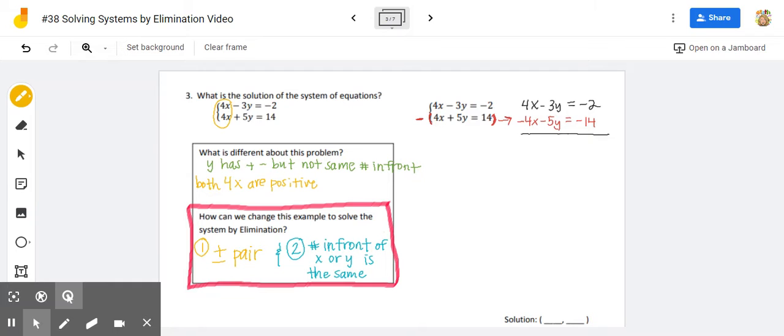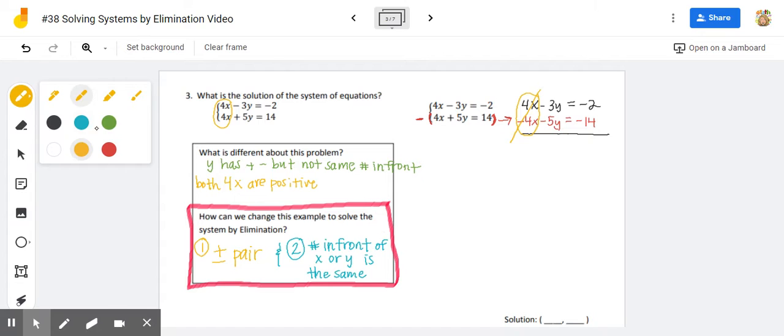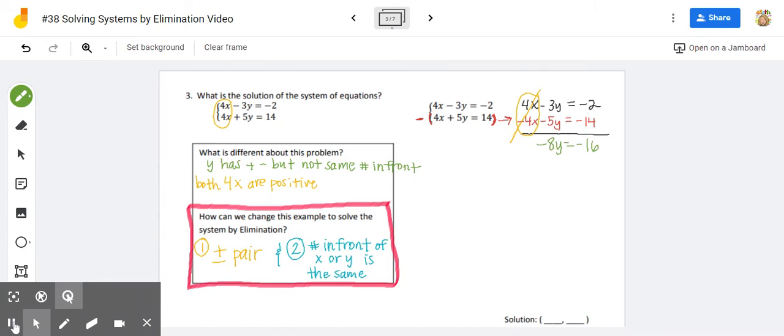So the reason why we keep the same first equation is because now, since we changed one of those 4x's to be minus, they now eliminate, which means now we can add the rest together. So negative 3y minus 5y gives us negative 8y's, and negative 2 minus 14 gives us negative 16. We're going to divide by negative 8, and 16 divided by 8 is positive 2.